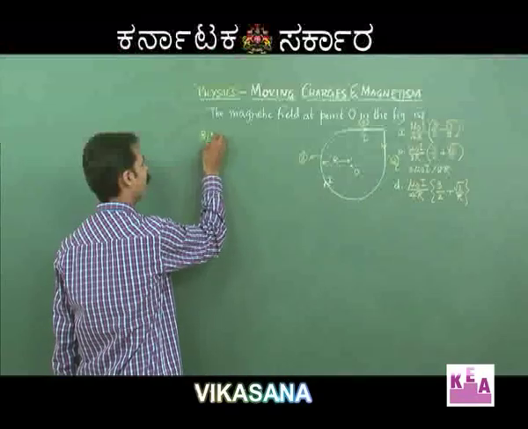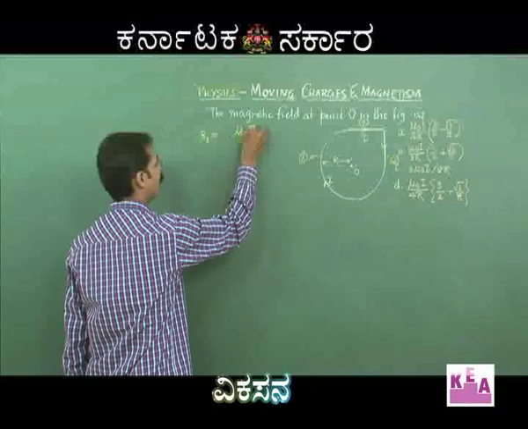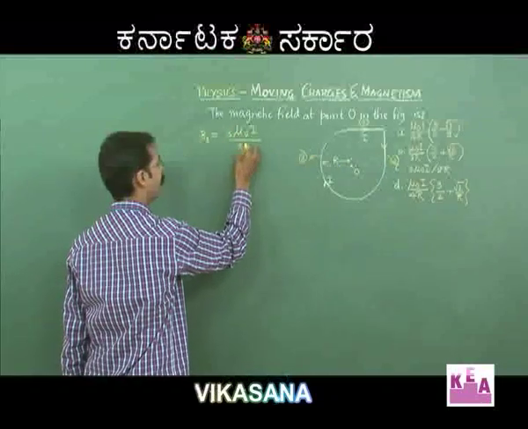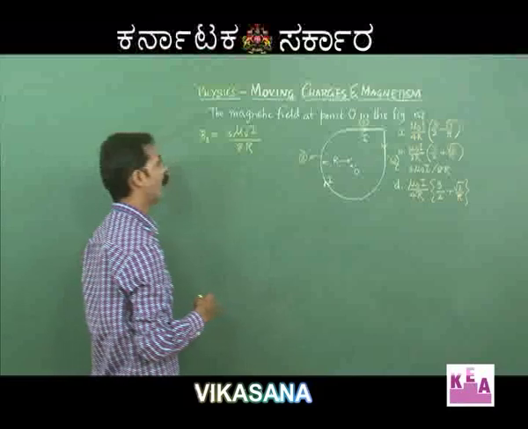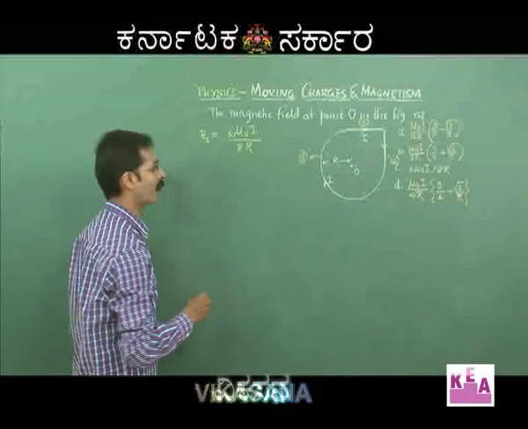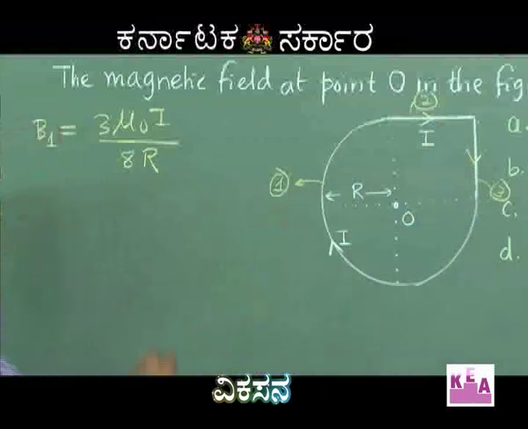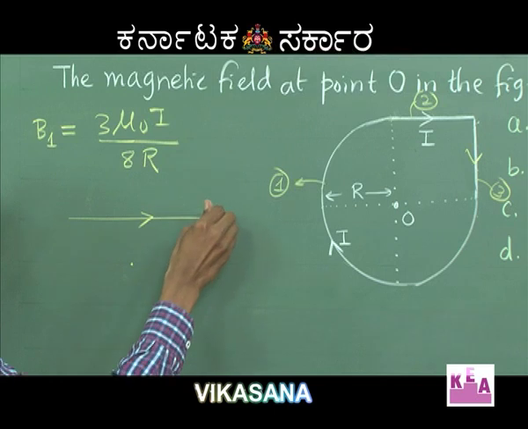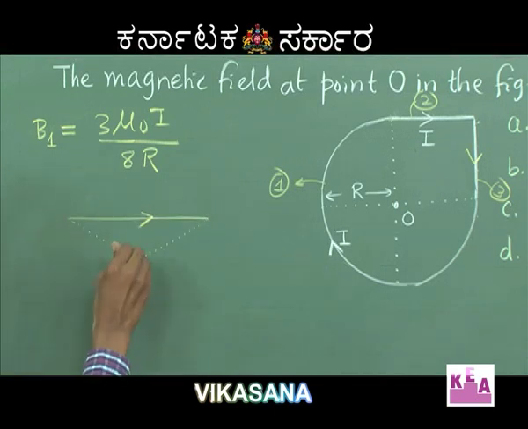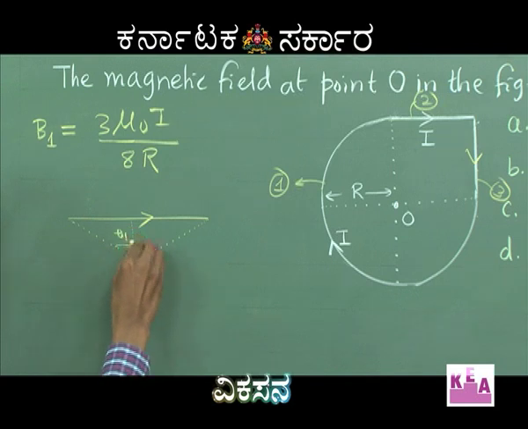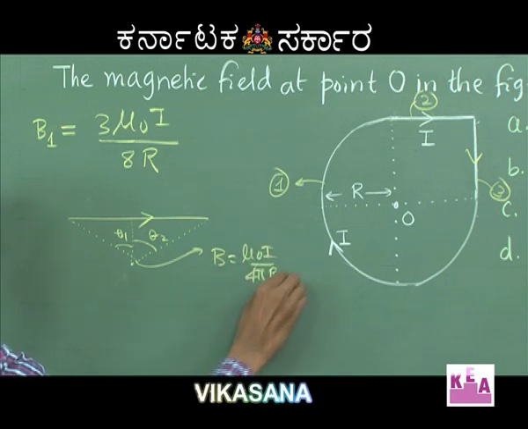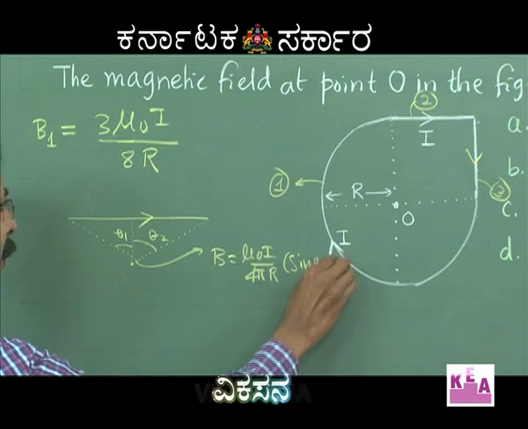Therefore, the magnetic field due to the first part is given by mu naught I divided by 2R into 3/4. Therefore, 3 mu naught I divided by 8R. I have multiplied mu naught I by 2R with 3 by 4. Next, I have to calculate the magnetic field due to this straight wire. If I have a wire like this, and I am calculating the magnetic field here, if I draw two lines like this, if this is theta 1, this is theta 2, the magnetic field here is given by B is equal to mu naught I divided by 4 pi R into sin theta 1 plus sin theta 2.